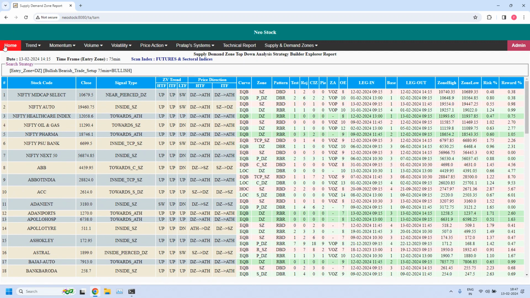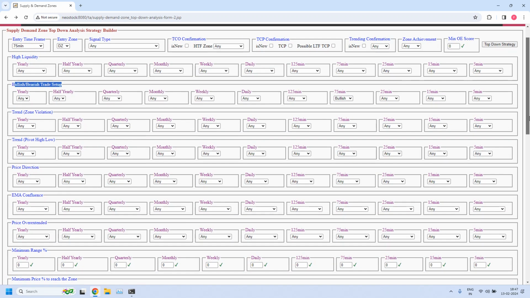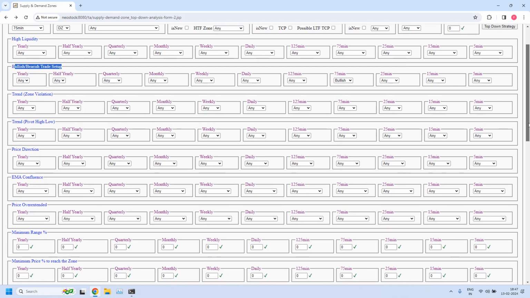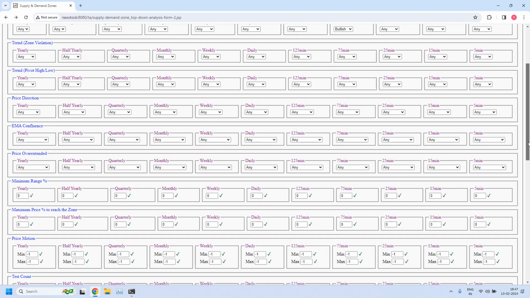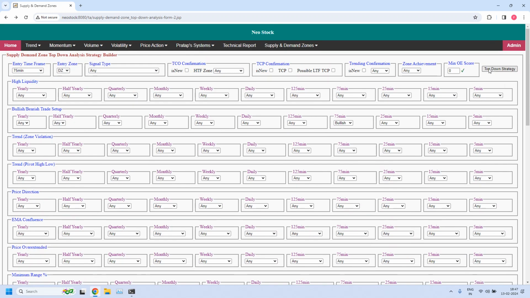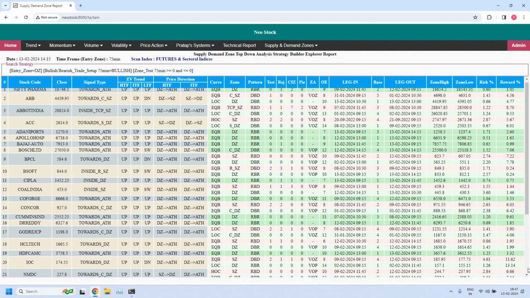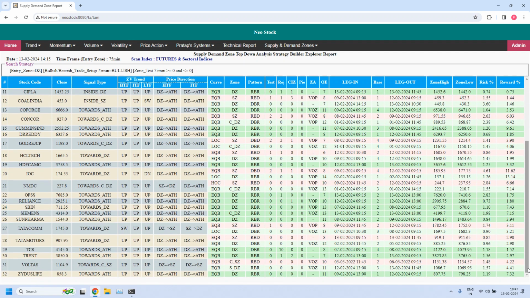The first filter is fresh zones. That means test count should be 0. Because we are currently displaying 75 minute zones, at the test count you need to select the 75 minutes time frame. Here minimum value 0, maximum value 0. Now the list is reduced. Let me scroll down. Now only 32 stocks are filtered.